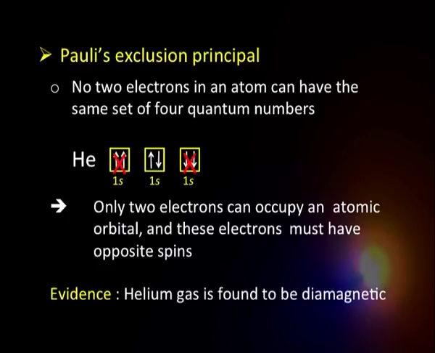The evidence for this configuration comes from the magnetic behavior of helium. Experimentally, helium gas is found to be diamagnetic, and that is in accordance with this configuration only, because had it been either of the other two, helium should behave paramagnetically, since any system having unpaired electrons is paramagnetic in nature. Since helium is observed to be diamagnetic, that can happen only with this configuration, which is exactly what Pauli's principle predicts.